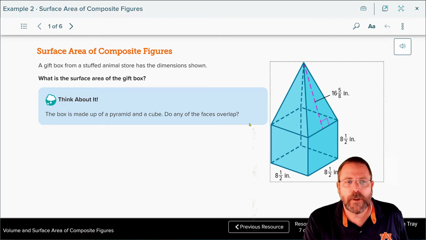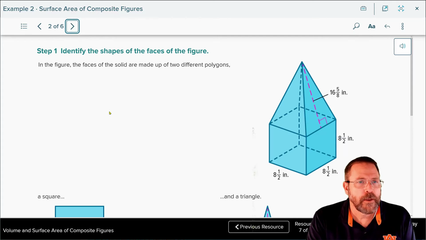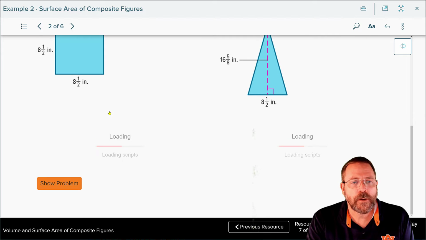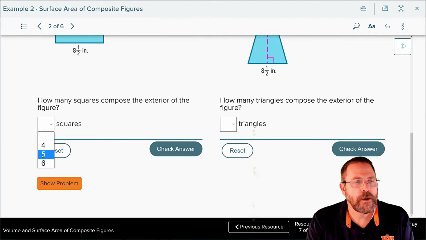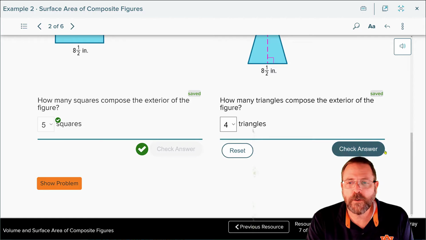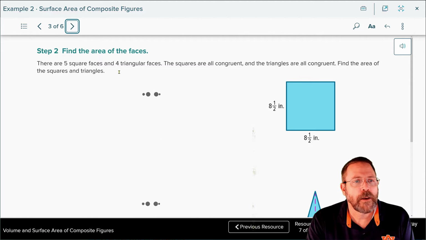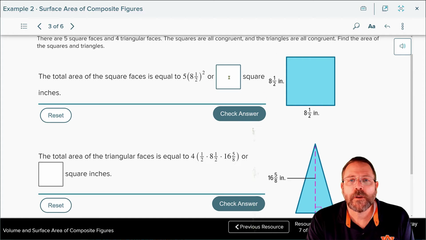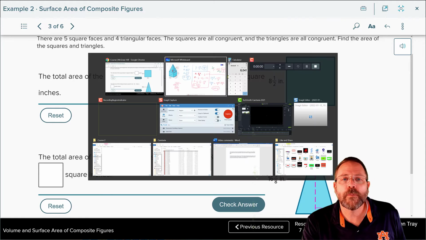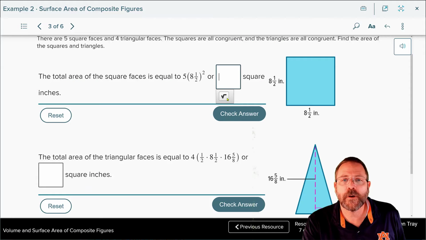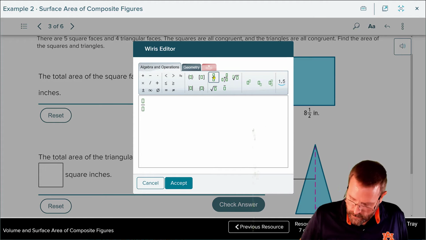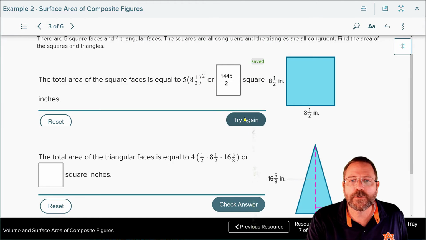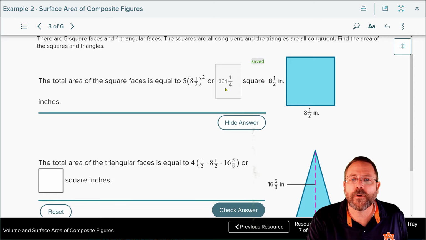Jump back to the textbook page, see what they did. Let's go here, give it time to load. How many squares did we need? We needed 5 squares. We needed 4 triangles. Those two parts are correct. Next, we're going to say, well, they found, let's see here. The 5 squares ended up being, what did I say for my squares? 1445 over 2. So let's see if that part came out right. 1445 over 2. Accept and check. And I'm curious what they came up with there.